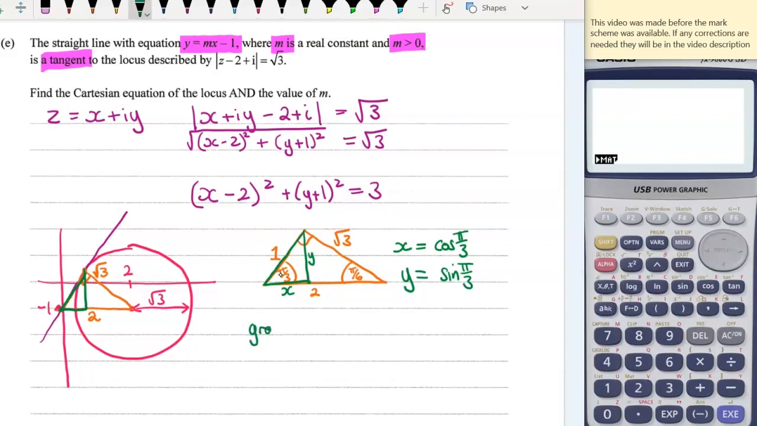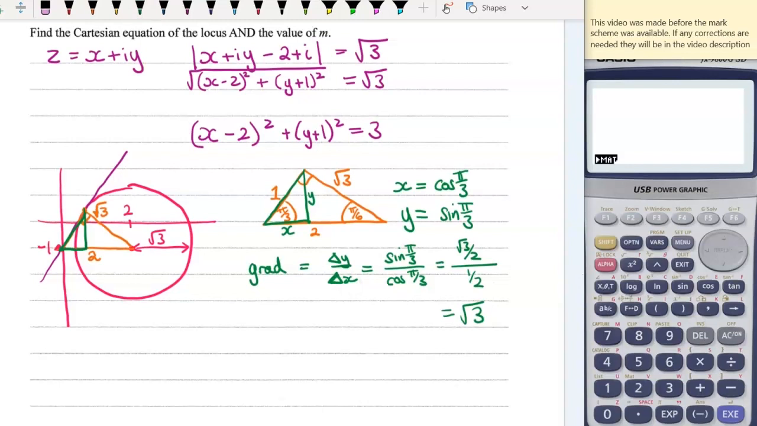Now the gradient will be equal to the change in y over the change in x. So that's sine π/3 divided by cos π/3. Those are things that we have exact values for. So sine of π/3 is √3 over 2. We're dividing that by cos of π/3, which is 1/2. That cancels to √3.